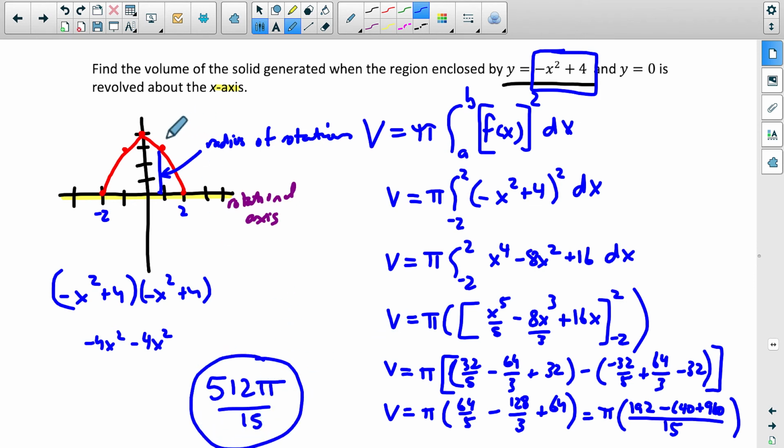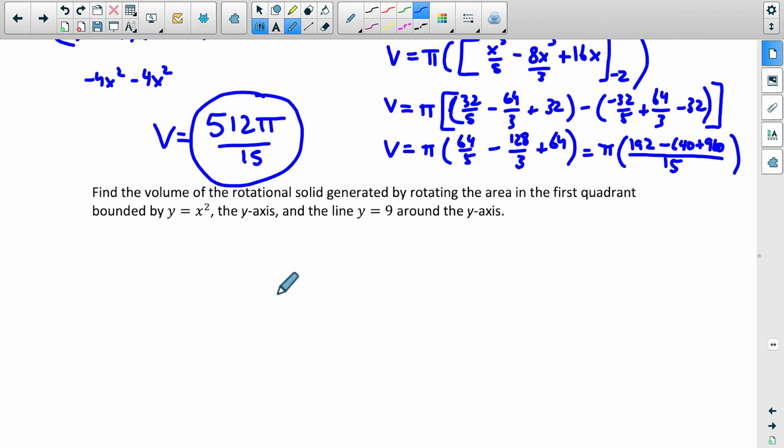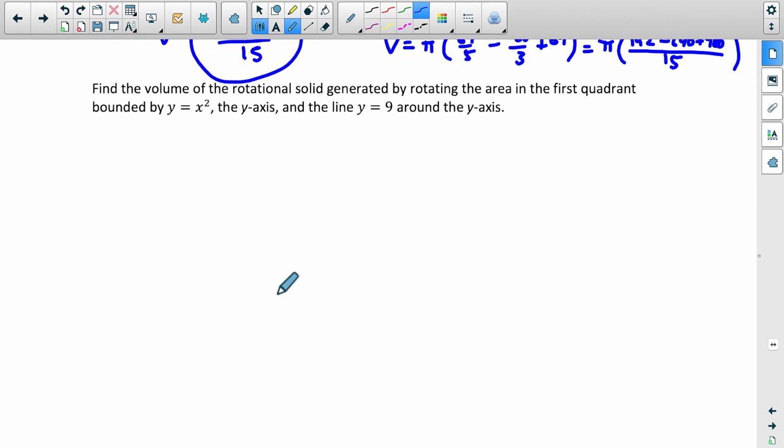That's it. If you were to rotate this thing, if you were to revolve this thing around the x-axis, this is the volume that you would get. V equals, volume equals exactly that much right there. All right, let's try one more. This one's nicer, not so many fractions.